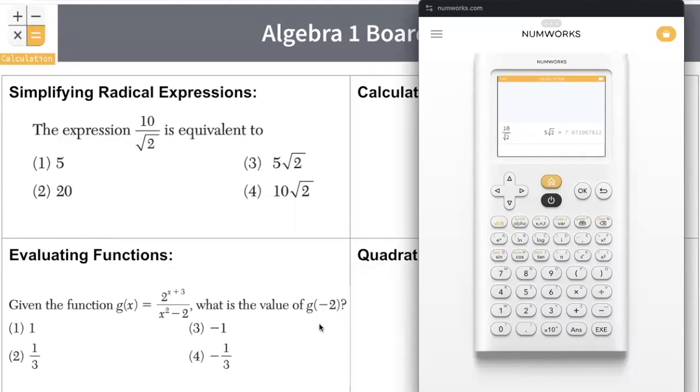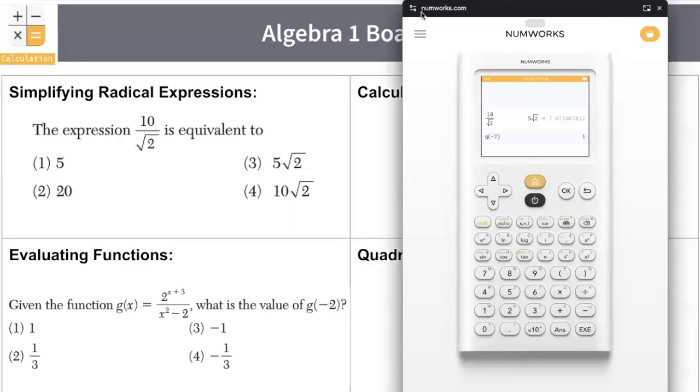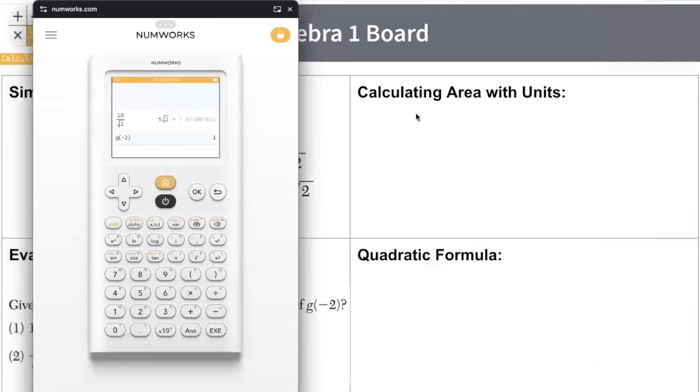Now I can actually just type in g of -2, and it's going to evaluate that function for me. So I can go alpha g of -2. Okay. And it shows me that my answer for that question is 1. So it's really great for storing variables. You can store multiple functions and do composition of functions as well. So you can store f of x and g of x, do f of g of 2, things like that. It's really great for calculating area.